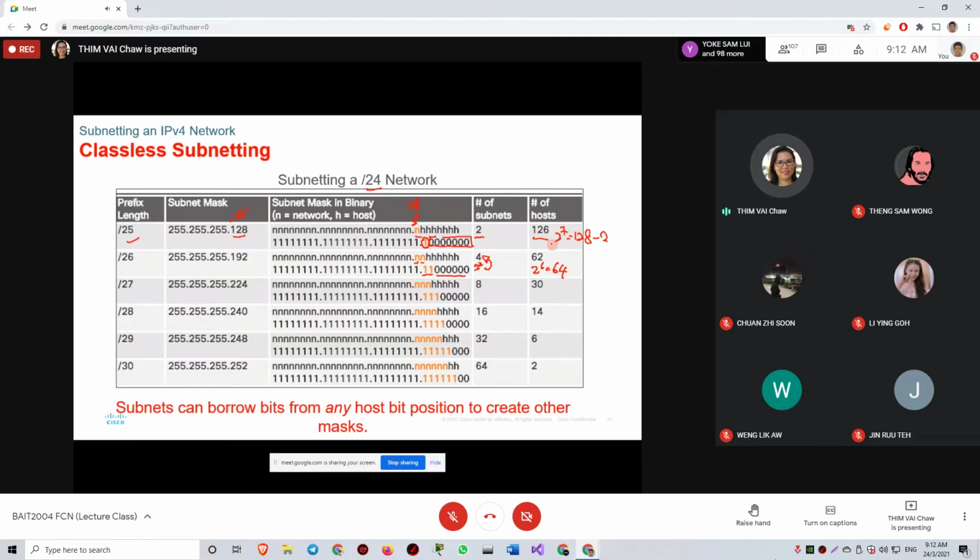However, he wanted to know the maximum number of hosts that can be inside each of these networks. It means that you need to minus 2, so you will get 62.